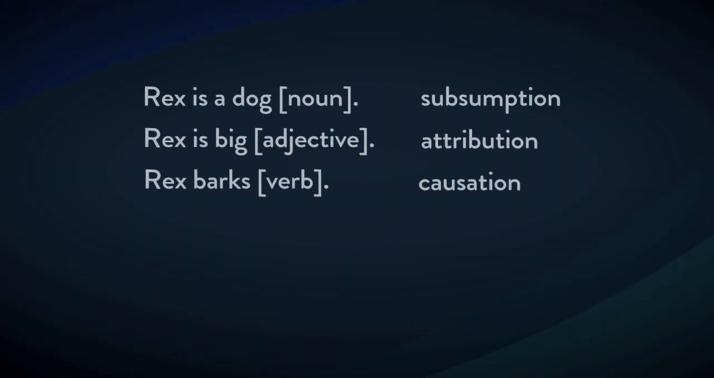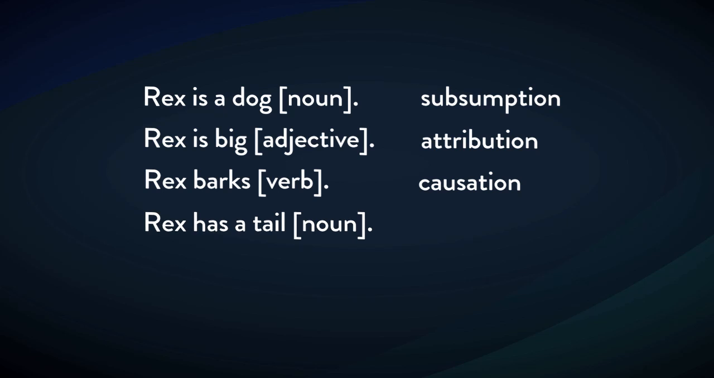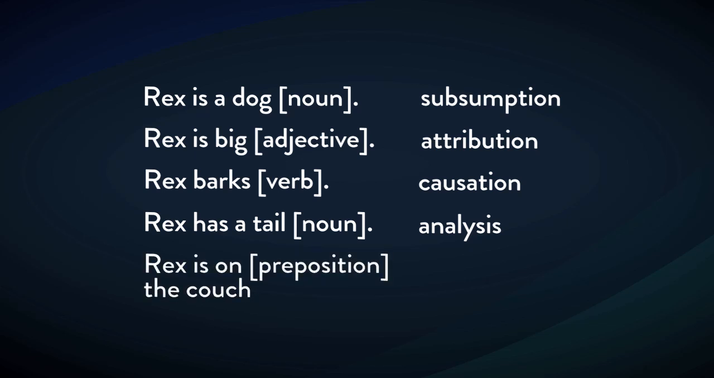Rex has a tail. Now there's a noun, but there's a has. It's not Rex is a tail. It's Rex has a tail. I'm calling that analysis. Now, and then Rex is on, preposition, the couch. I'm calling that relating. The only ones I really care about in the right-hand column description is subsumption and attribution.